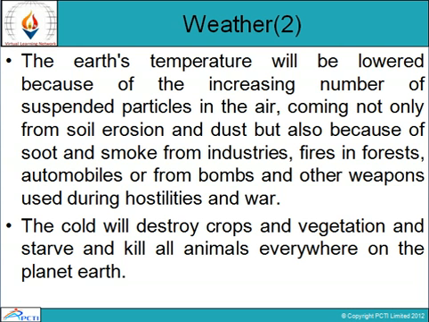So you can see that Earth's atmosphere is absorbing heat, and how it is emitted by the smoke from industries and fires in forests. Besides this, automobiles and bombs also produce such emissions, which heat our Earth, and that leads to a particular phenomenon known as global warming.